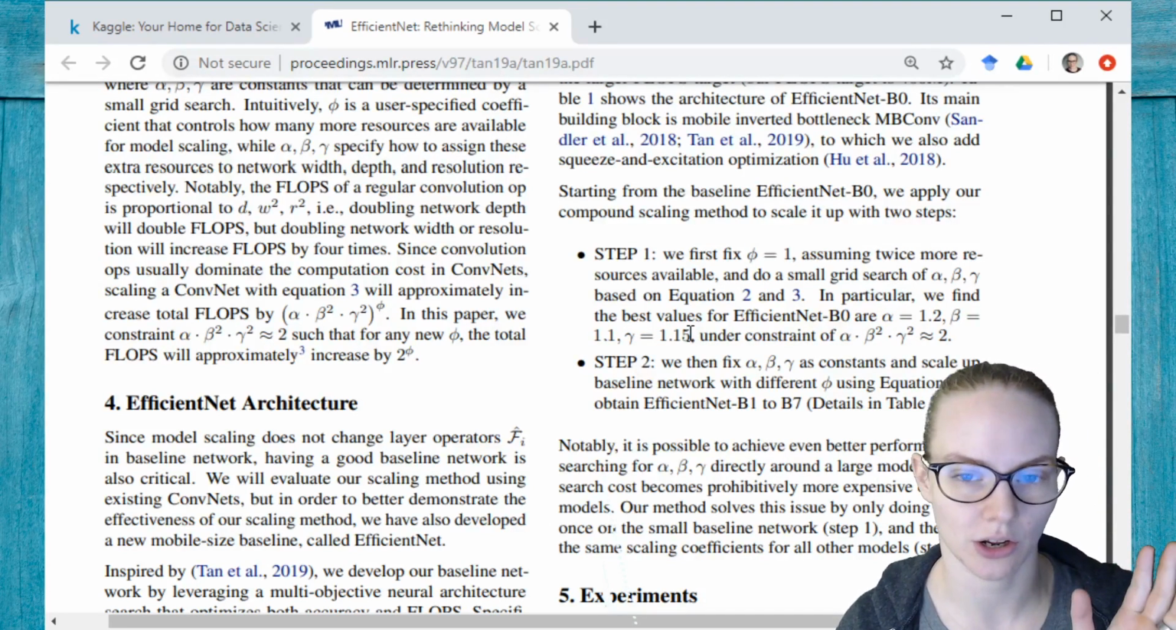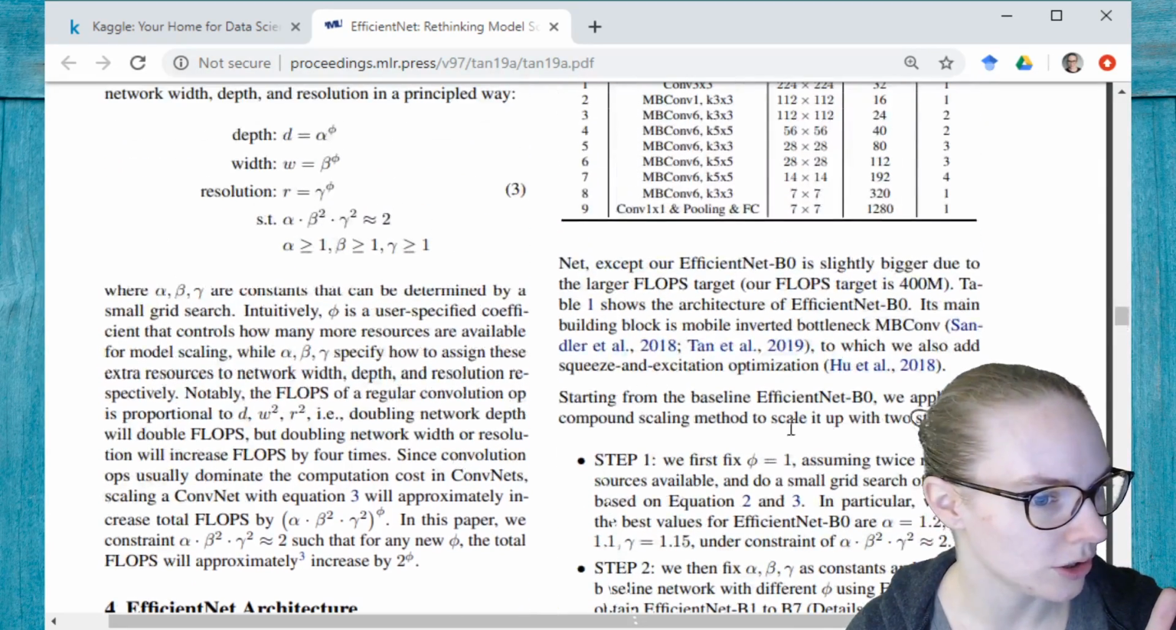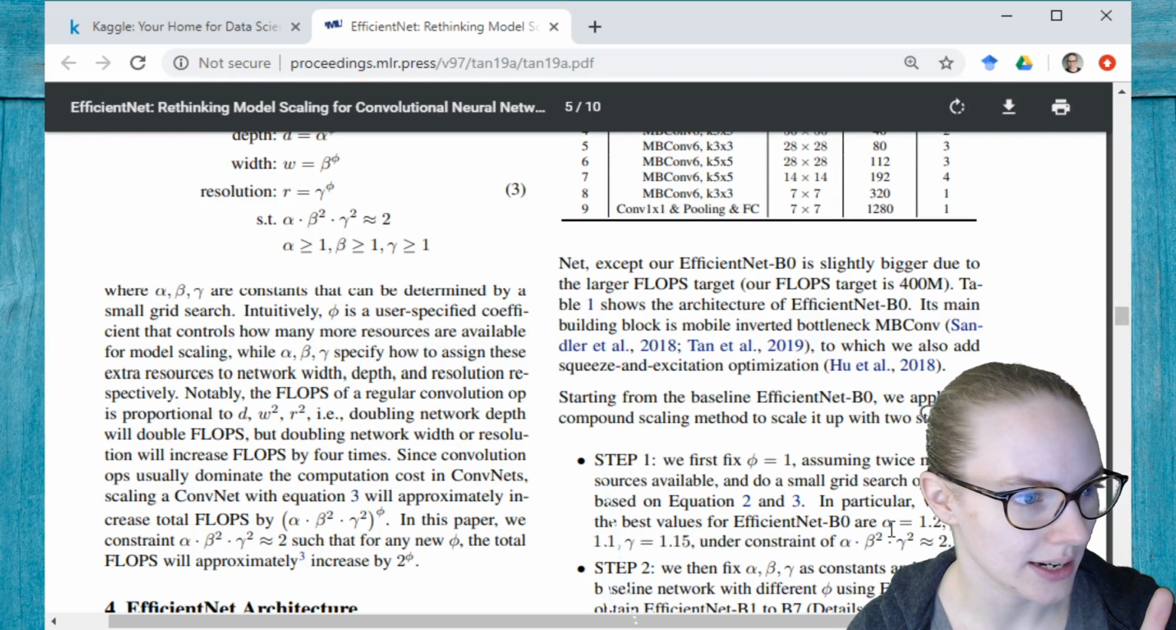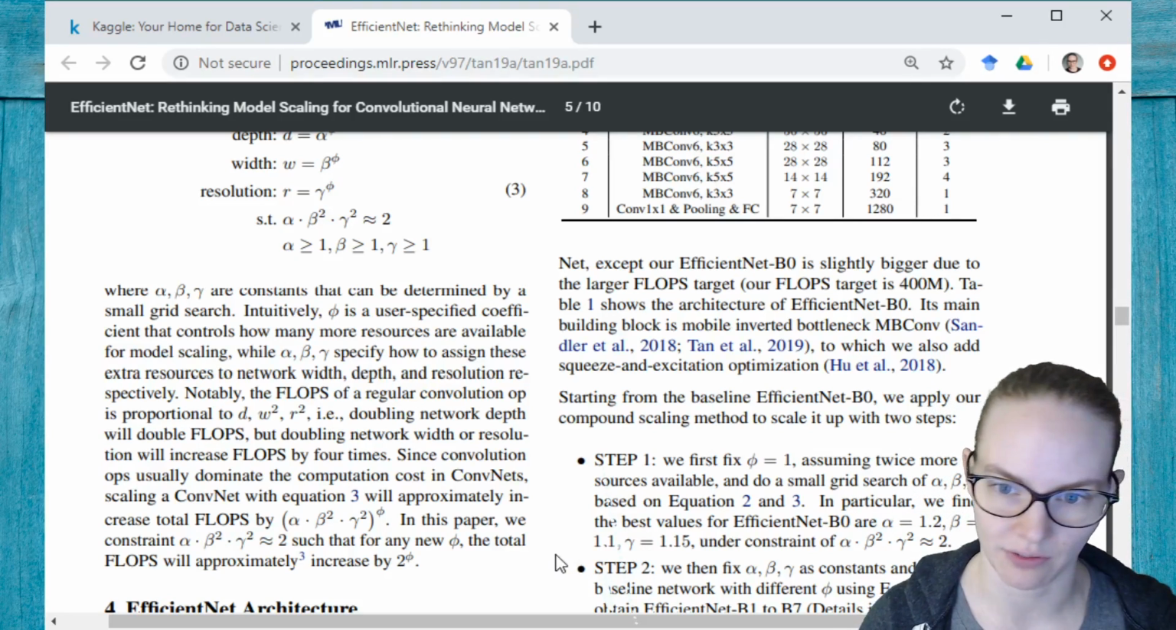So for this particular model, you would want to increase depth. I mean, you're going to increase them all together, but depth will increase the most, then resolution, and finally width.